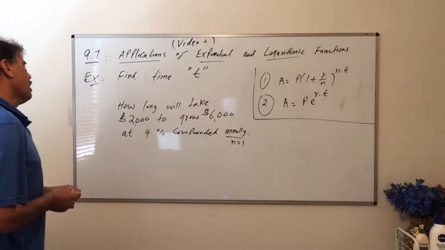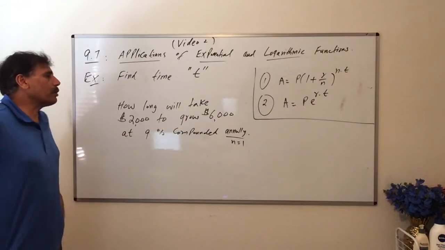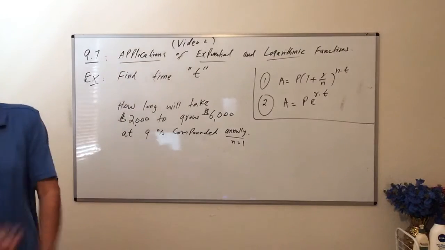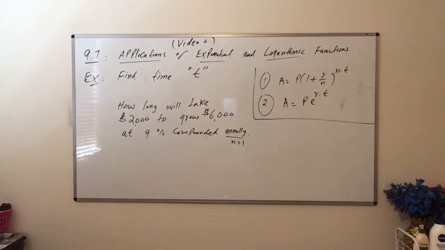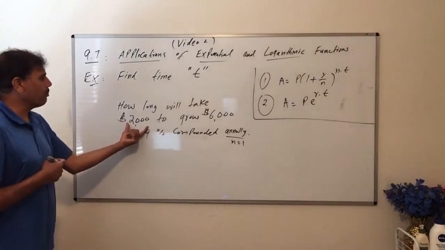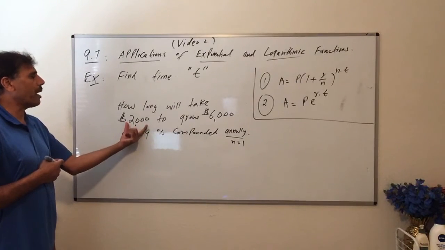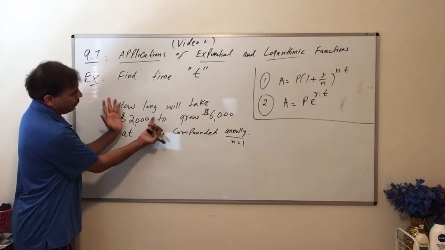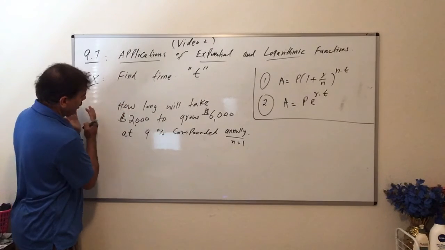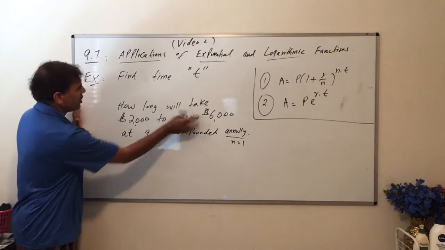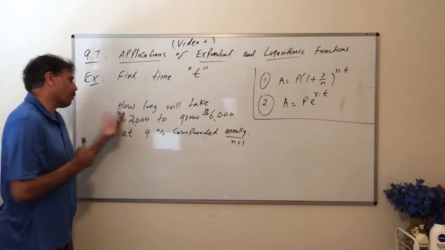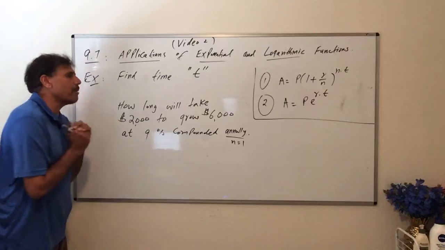And sometimes they ask how long it will take for 2,000 to double. Remember, every time they use the word double, you multiply the principal by 2, and it becomes your future amount. So if they ask how long it will take to double the money, your 2,000 becomes 4,000. In this case it's 6,000 because that number is given. Double means you multiply by 2.